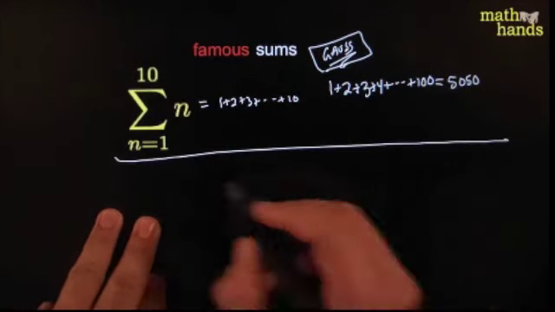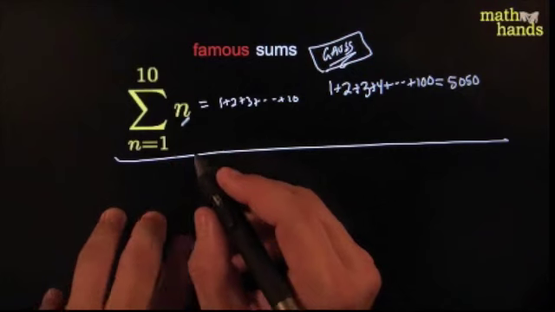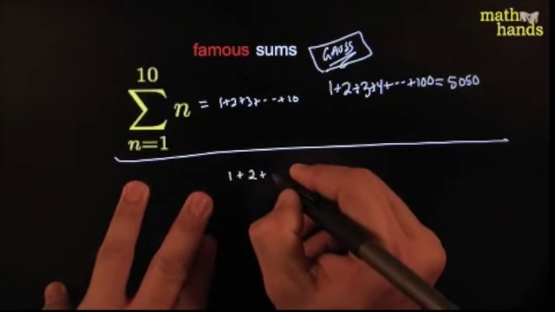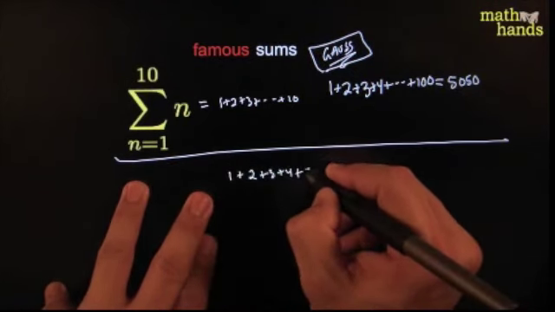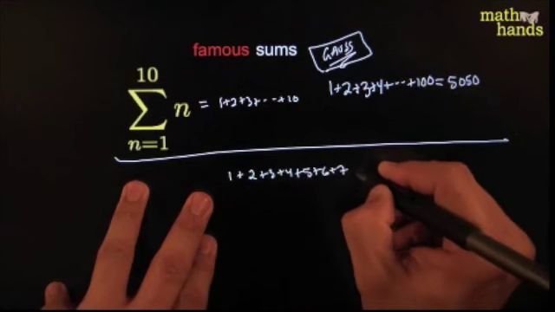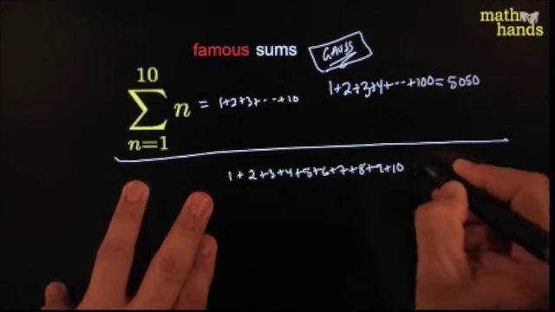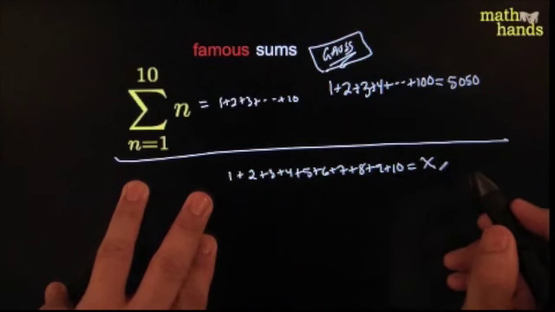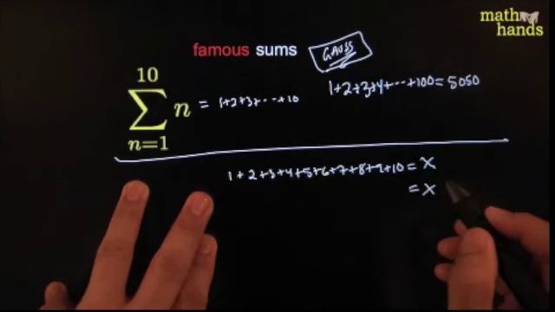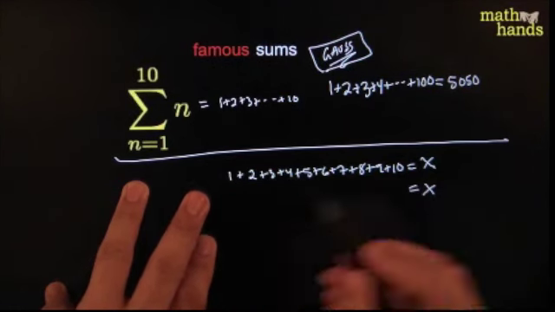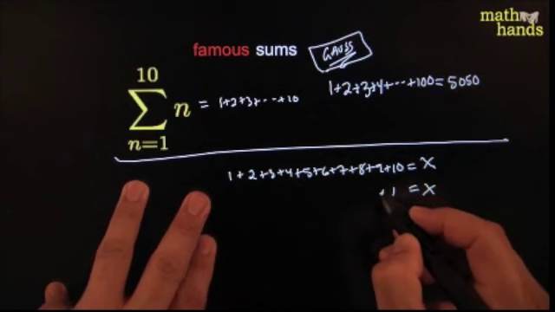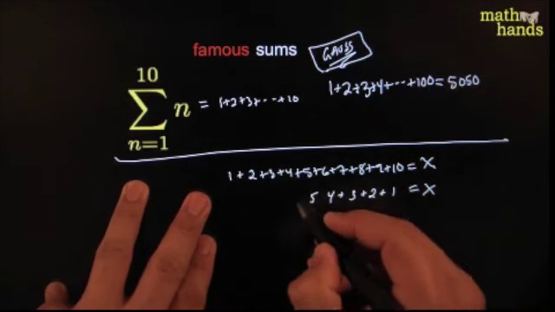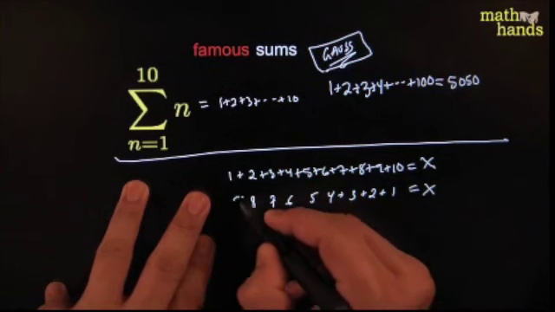Here's one idea. I call this idea number one. If I have to add 1 plus 2 plus 3 plus 4 plus 5 plus 6 plus 7 plus 8 plus 9 plus 10, I suppose I don't know what that is. I could always call it x for an unknown variable. But here's the clever thing. You write x and you write it backwards. 10 plus 9 plus 8 plus 7 plus 6, 5, 4, 3, 2, 1.